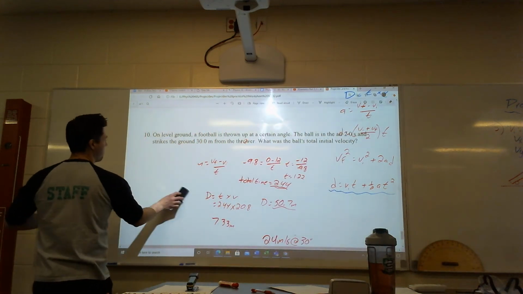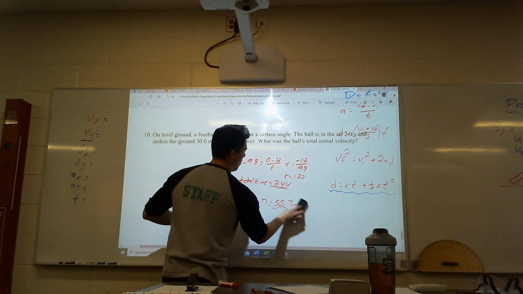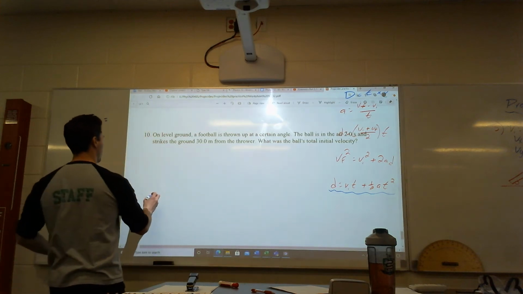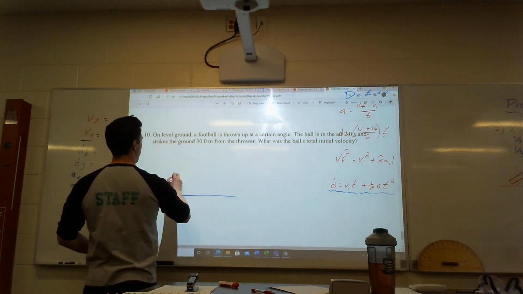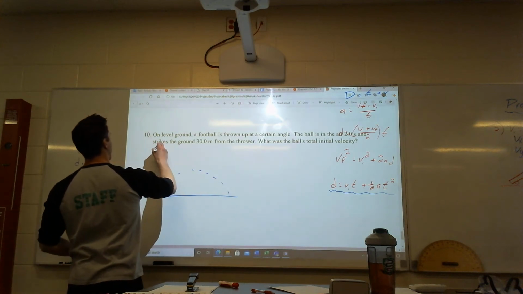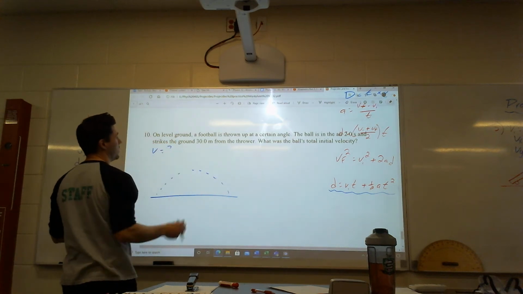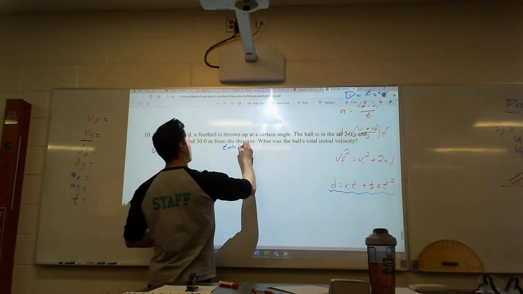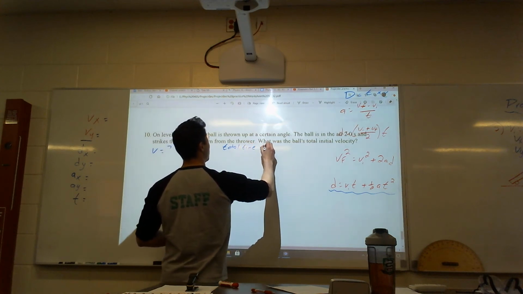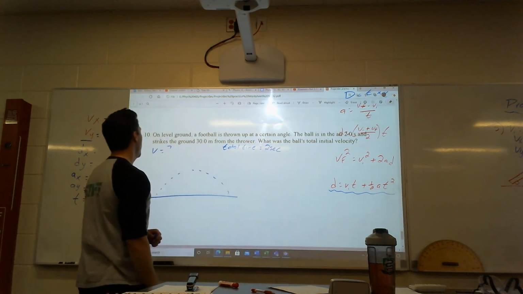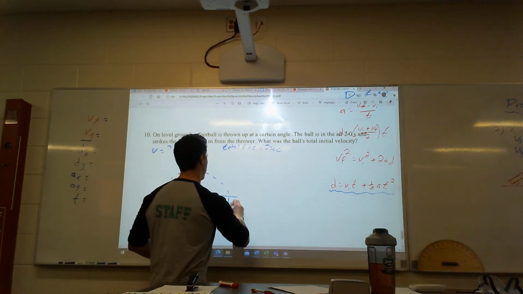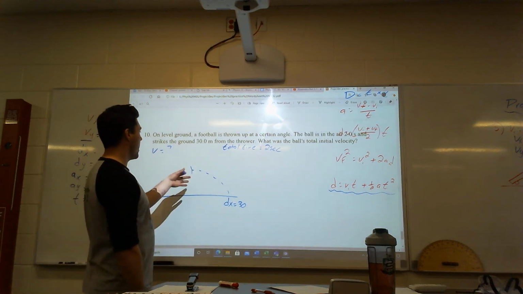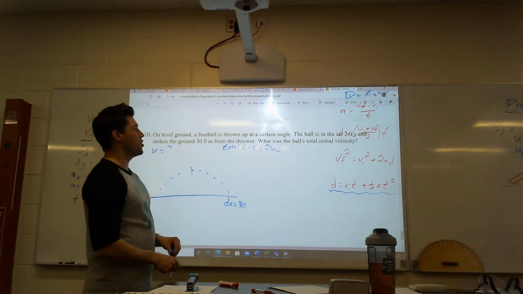So another, like basically something from the ground being thrown. Let's figure some stuff out here. It says, on level ground, a football is thrown with a velocity of, it doesn't say. All right, the ball is in the air for 2 seconds. So we have total time of 2 seconds. Okay, and it gives me the total distance. This dx equals 30. All right, I'm going to put a line there. I always put a line there. That's my max middle point. It says, what was the ball's initial velocity?